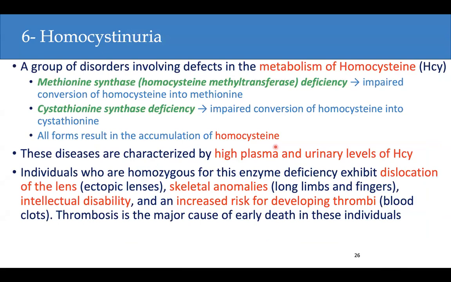All right, so what happens here? Defect in the metabolism of homocysteine causes accumulation of homocysteine, and so these diseases have high urinary and high serum homocysteine levels. Individuals who are homozygous, because remember this is an autosomal recessive disease, will present with dislocation of the lens, sometimes inferior dislocation, and skeletal anomalies, so their fingers and sometimes their torso is going to be very long and thin. Sometimes these patients can have intellectual disability, and they have an increased risk of thrombosis.